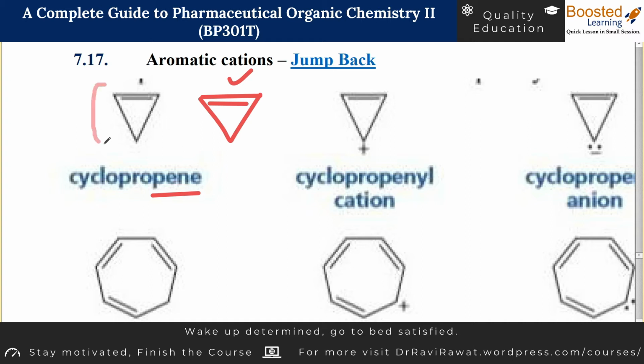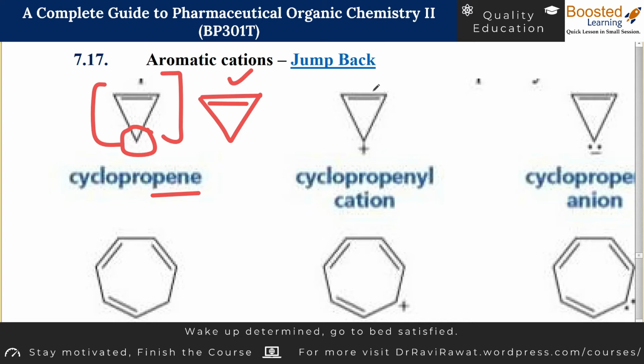Now is this molecule aromatic or not? The answer is no, because this carbon is not part of the conjugation. You can see there is no charge here, there is no p orbital here. So this molecule is not aromatic, because there is a carbon gap. This carbon does not possess any p orbital. Let us take this structure as the example.